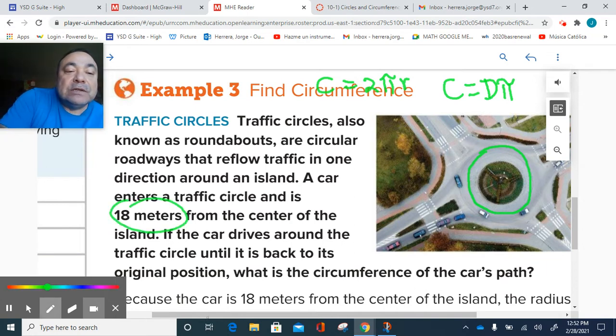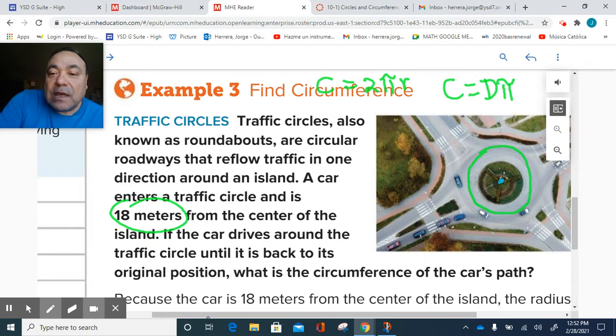Can you see it? So that means that the radius is from right here in the middle, the center of the circle, to the end of the circle, and it's going to be 18 meters. Okay, 18 meters right there. They want you and I to find the circumference.